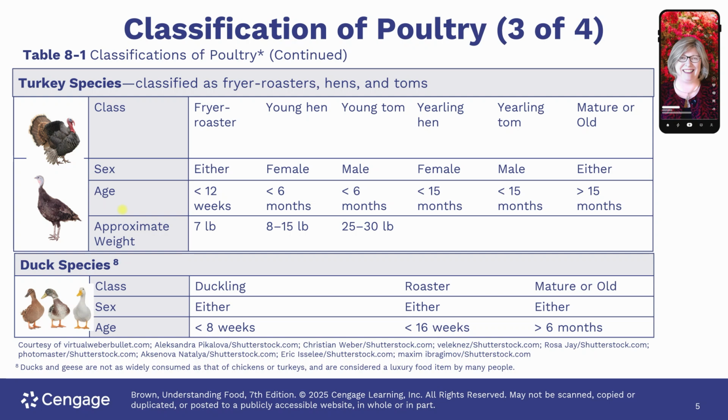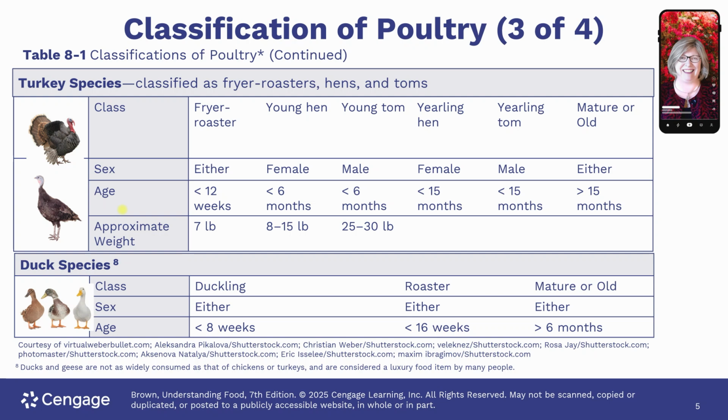You have a fryer roaster, which is either male or female, but it's under 12 weeks. You have a young hen, a young tom. Those are both under 6 months. You have a yearling hen, a yearling tom. These are both under 15 months. And then a mature or old turkey can be either male or female, and it's over 15 months.